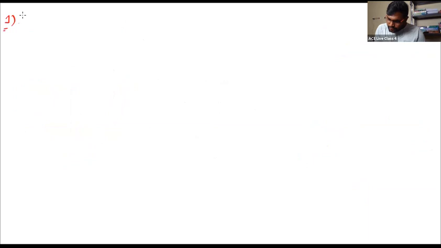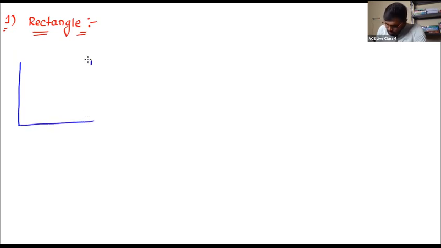Number one, rectangle. If you discuss the rectangle, this is the water level. Here it is going to be the depth of flow y and the width of the channel as b.